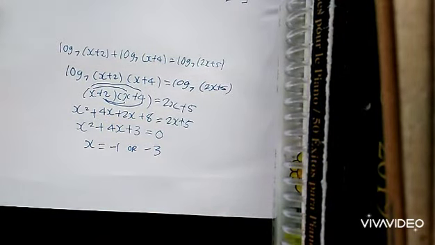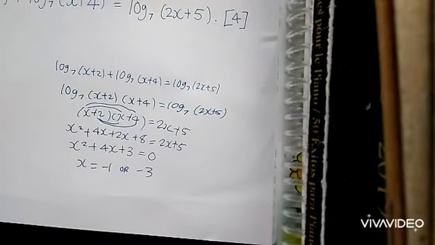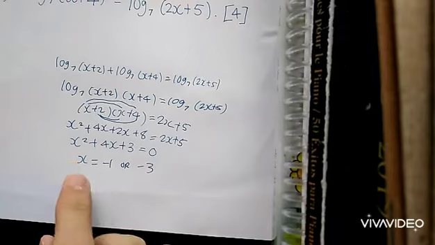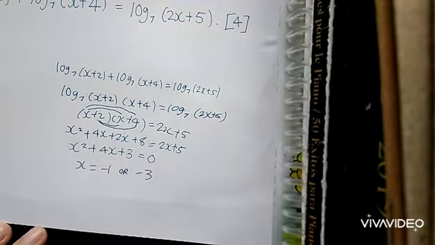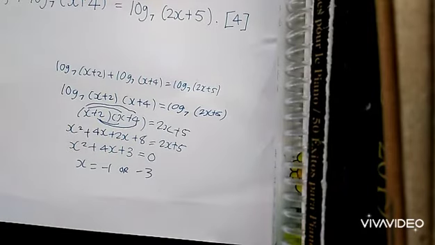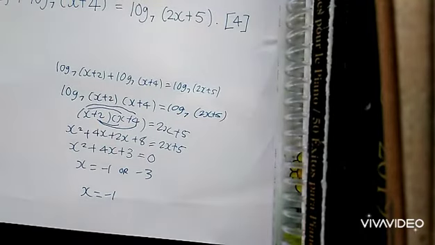Now, you have to reject an answer if the logarithm turns out negative, because logarithms can never be negative. So, for -1, we're going to sub back and see if any of this is negative. -1 plus 2 is larger than 0. -1 plus 4 also larger than 0. And 2 times -1 plus 5 also larger than 0. So, x equals -1 is accepted as the answer.